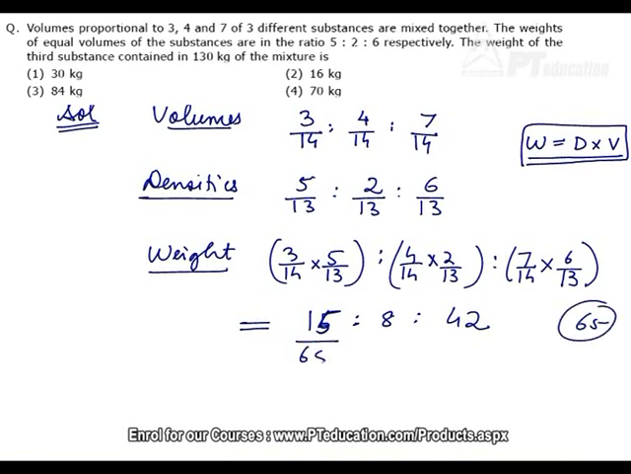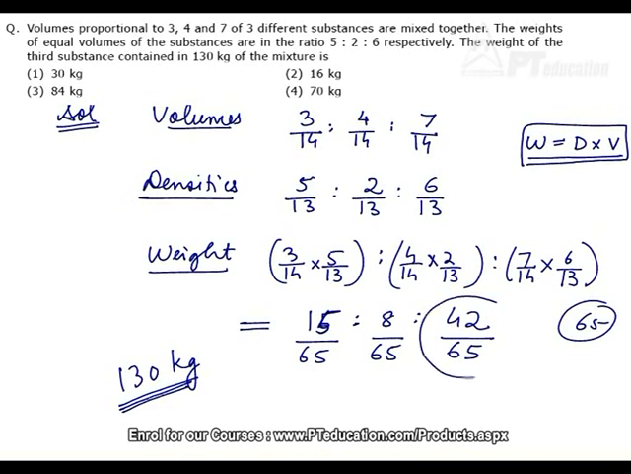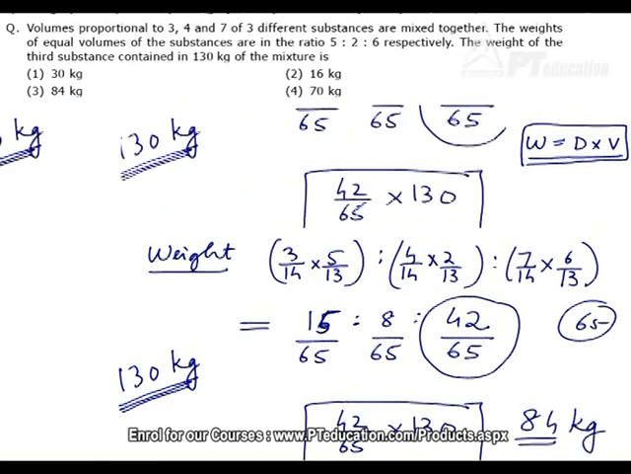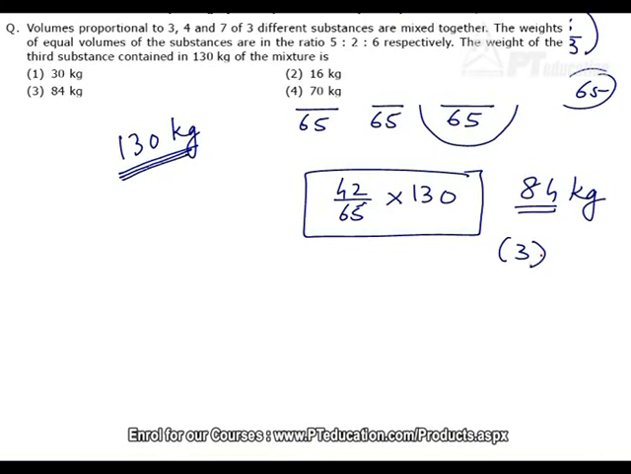So actually the weights are in the ratio 15 by 65 is to 8 by 65 is to 42 by 65. But look at the question. The total weight of the mixture is 130 kgs. So I hope now we can solve for anything. We are asked to find the weight of the third substance, that is this. So 42 by 65 into 130 has to be our final answer, and if you solve it, it will come out to be 84 kgs, which is option number 3.